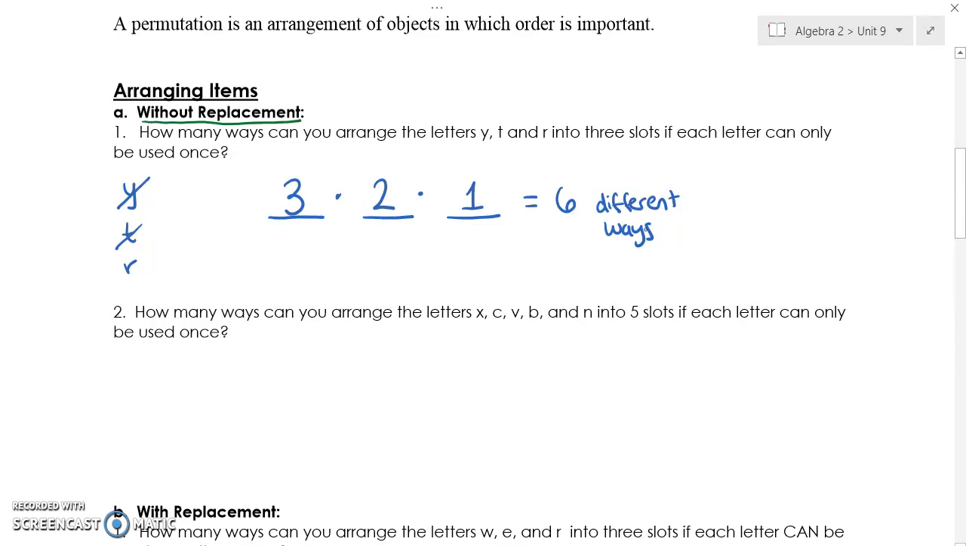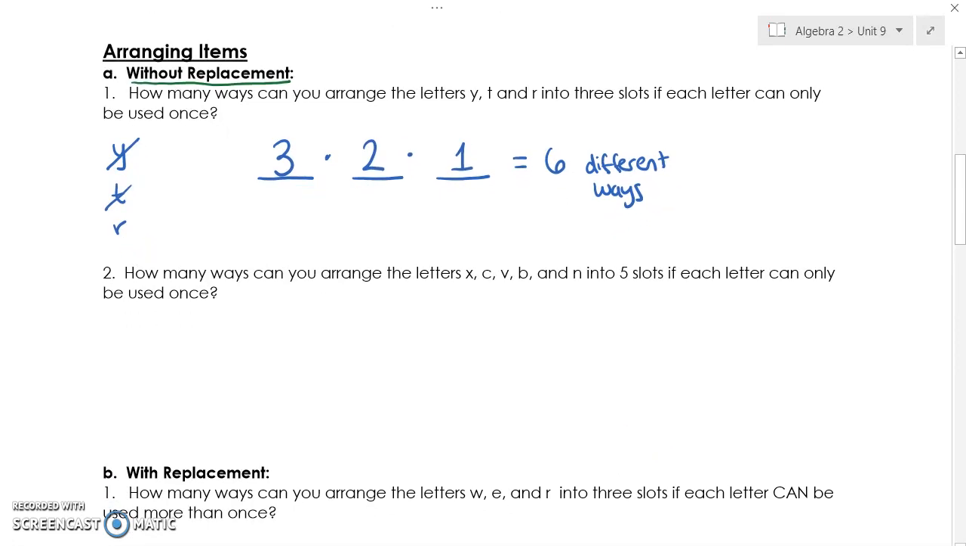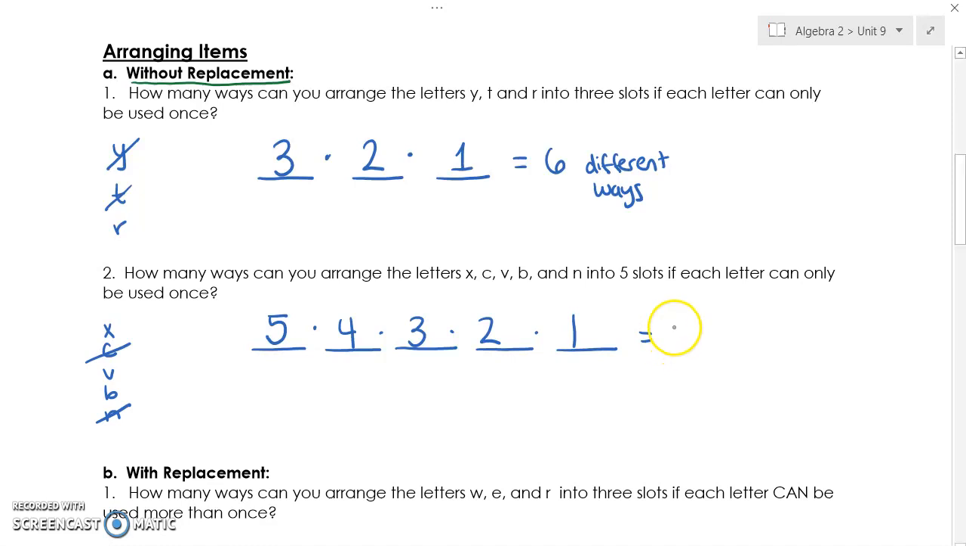Alright, now let's look at that once again. It says how many ways can you arrange the letters X, C, V, B, and N into 5 slots. So I have 1, 2, 3, 4, 5 spaces. Well, I have 5 letters to select from for the first space. Once I pick one, let's say we do C, now I have 4 letters I can pick from. Once we pick another letter, now we have 3 letters I can pick from, and 2, and then 1. So it decreases every time. I'm going to type this in really quick to my calculator, and we have 120 different ways.